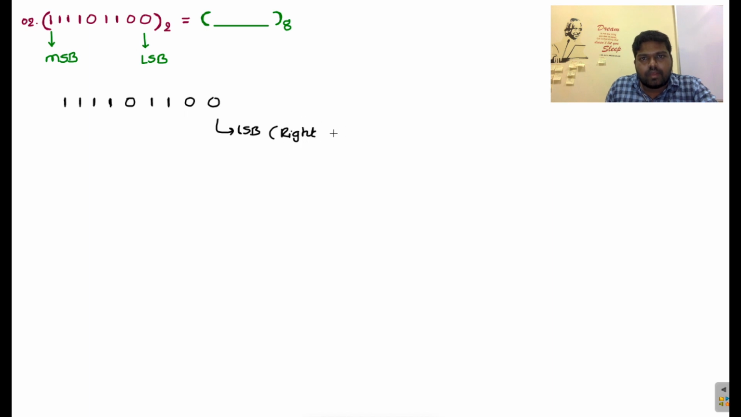Now you can go from the rightmost bit to the leftmost bit. Then you divide into 3 bits. You divide here, and next you divide here. So each group has 3 bits. Now you can assign each its octal equivalent. Then what will you get? 100 means what? That is 4. And 101 means what? 5, and 111 means what? 7.